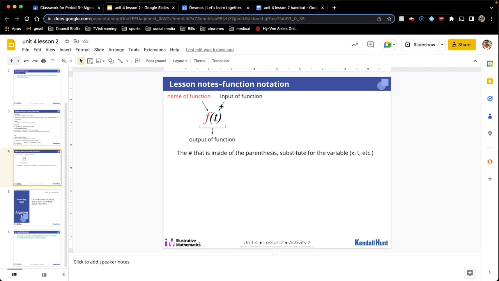The input of the function, the variable that we use as the input, our x variable, will go on the inside of the parentheses. So that variable could be x, t, n, really doesn't matter. But whatever your independent or x variable is, that goes on the inside of the parentheses. And then the total thing put together is your output. So the number that is inside of the parentheses, we're going to substitute for the variable.